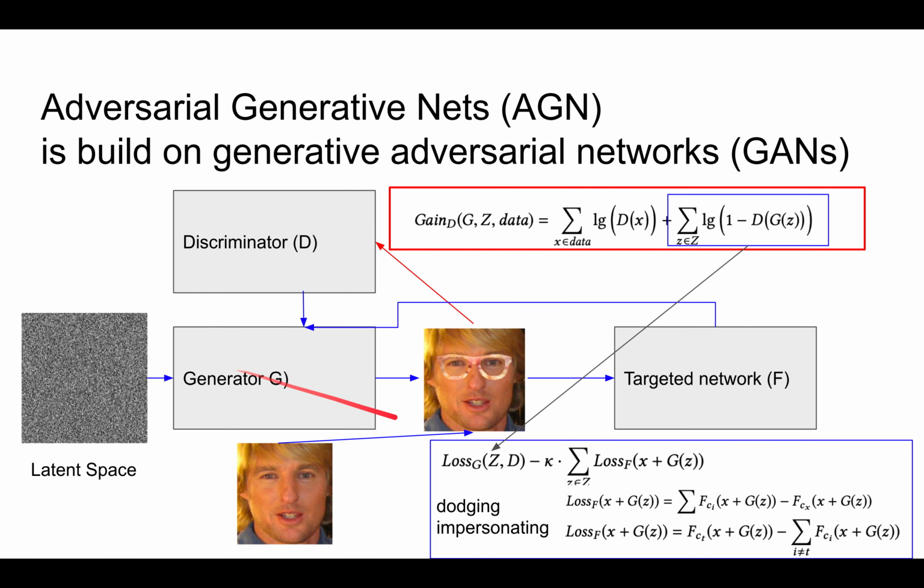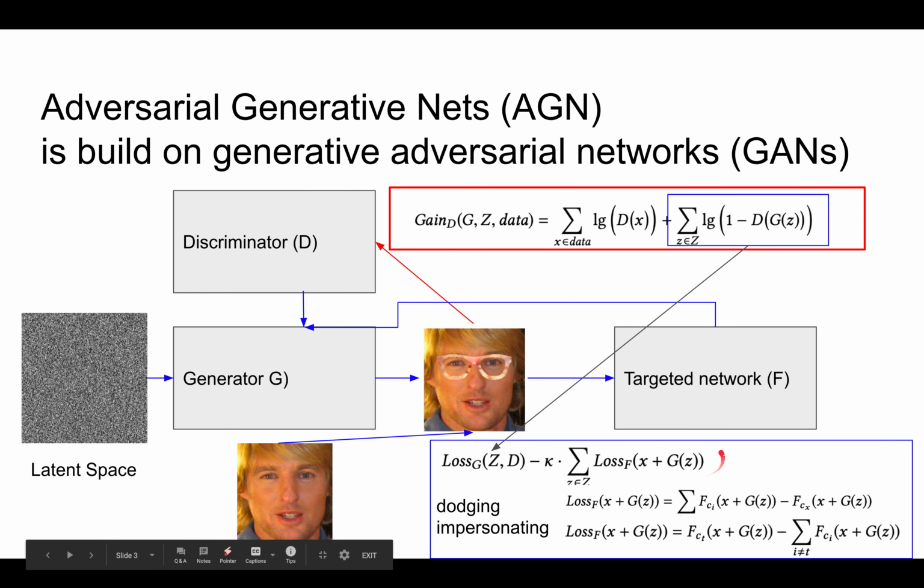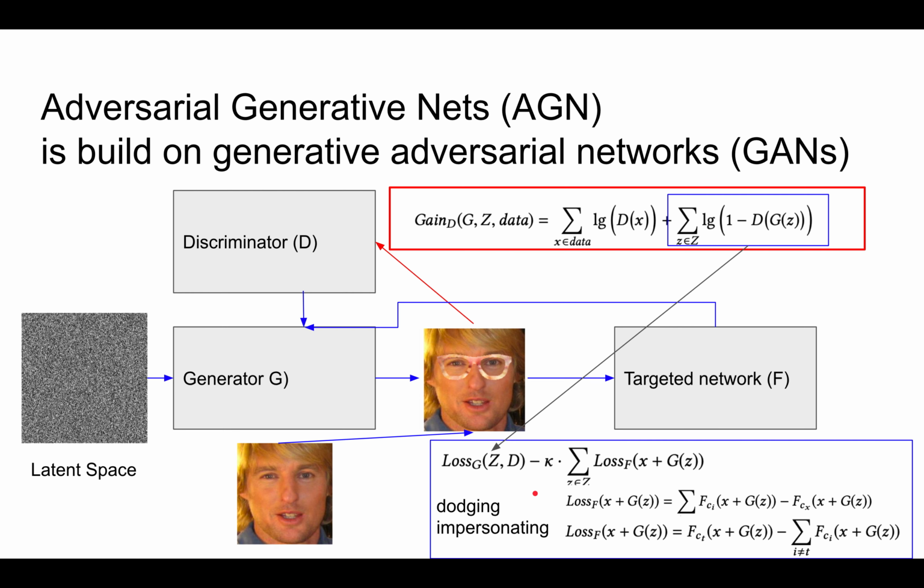Overall, hopefully after iterations of training, the generator will be able to generate results that are close to the target, while the discriminator is used to constrain the generator so that it still generates results that are, we call it, imperceivable to human beings. And it is worth noticing that the kappa parameter here balances the weight between the loss G and the loss F.